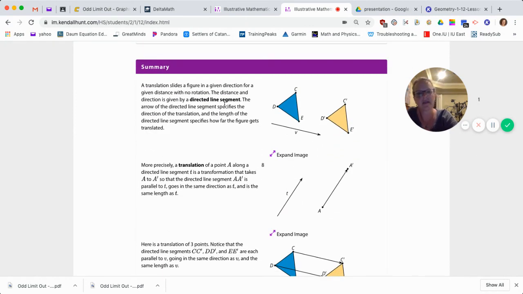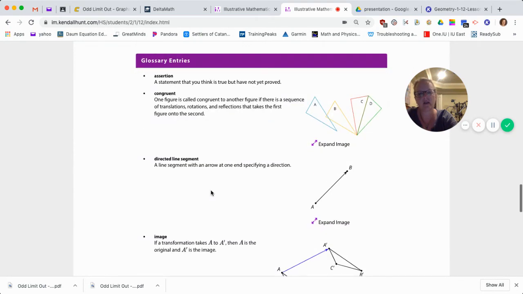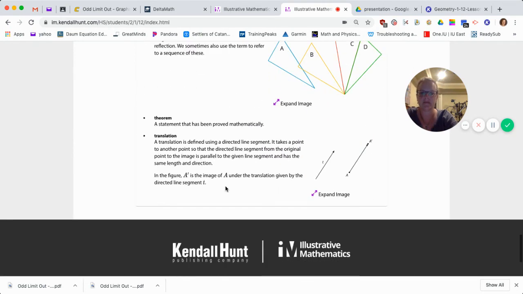All right, if you look in your summary, it goes through everything we've talked about today, and our glossary is all updated. That's it. Good job.